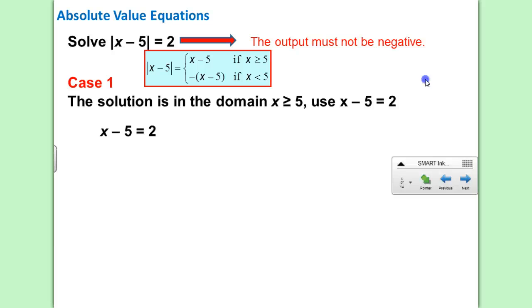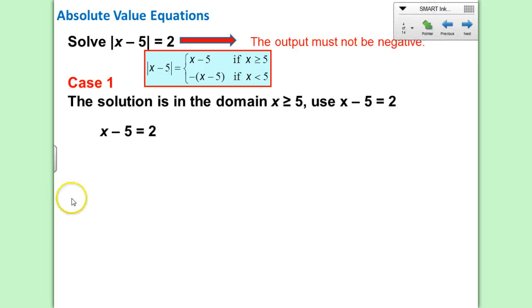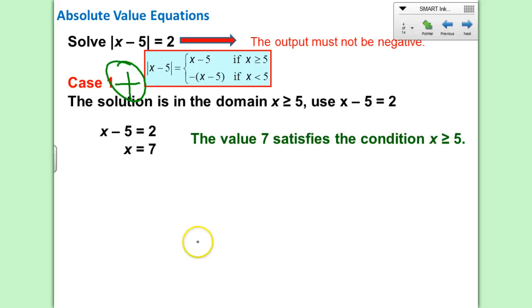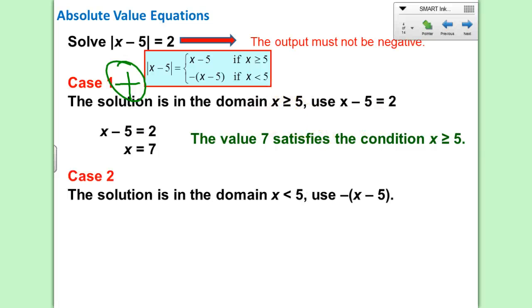Well, solve that simple little equation. Pretty simple. Take the 5 to the other side, and I get an answer of x equals 7. Nice. That's the positive case. Check that answer. That value of 7 is within this condition of x is greater than or equal to 5. So that makes you happy, because in this condition they were supposed to be greater than 5, and it is. That's good.